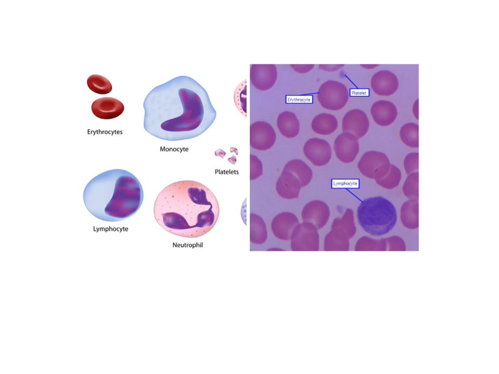Then we have here a microscope image of those same cells. So here we have a large lymphocyte. Here we have platelets, you can barely see it, and then erythrocytes, which are the red blood cells.